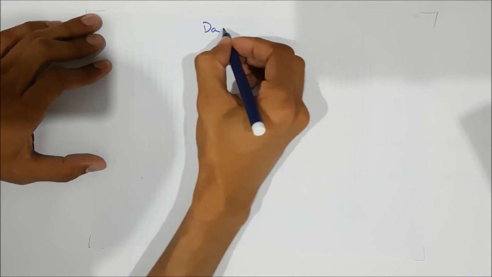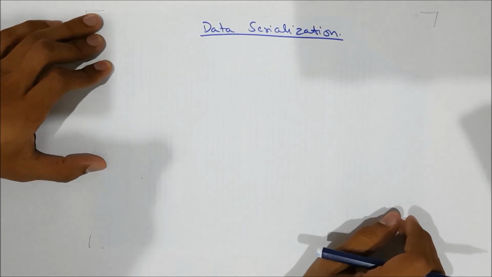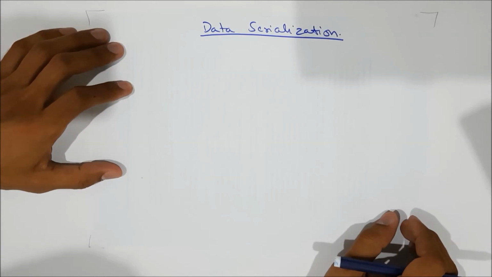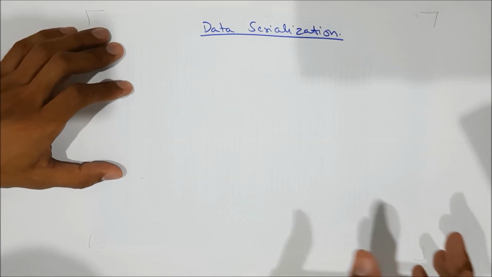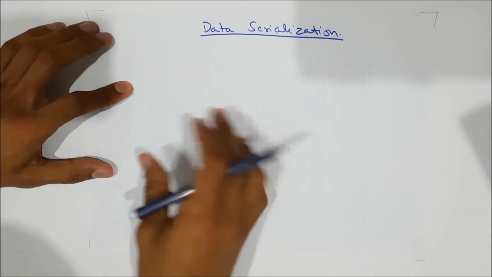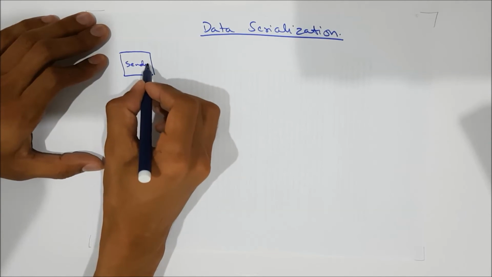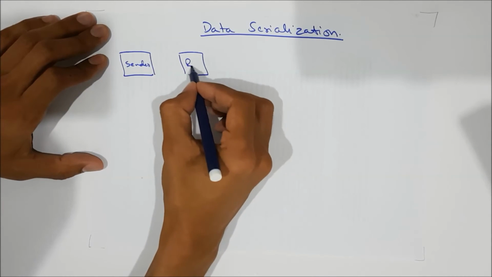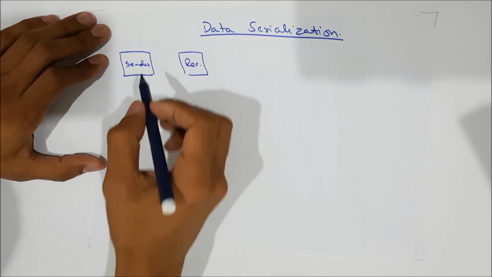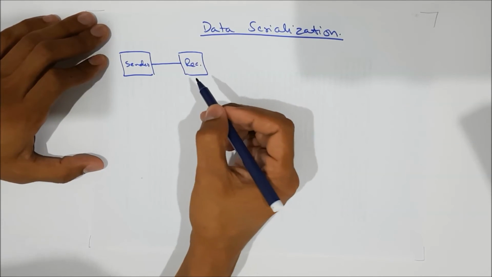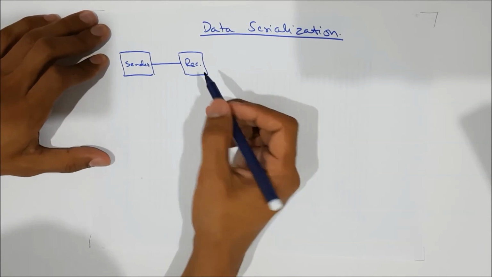Okay, so let's come to the last topic of today's lecture, that is data serialization. What is data serialization? Let me first ask, what if you want to send data from one microcontroller to another microcontroller? This is your sender and this is your receiver. If you want to send data from this device to this device, what can you do? Let's say it is 8-bit data.